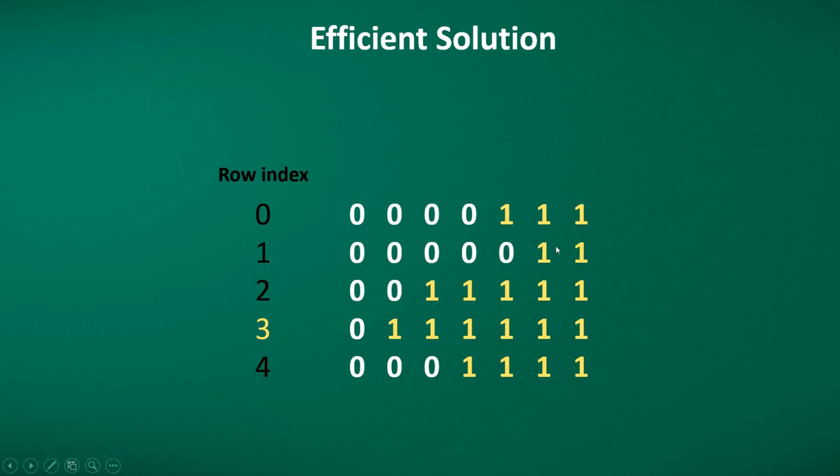So in this solution, the solution is really simple. We will just scan the array column wise, and as soon as we get the first one, that row would be our answer, because the array is sorted and that row would contain the maximum number of ones. So now let's quickly write the code for this.